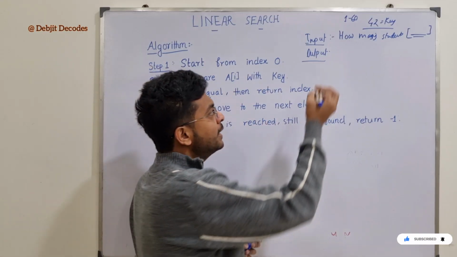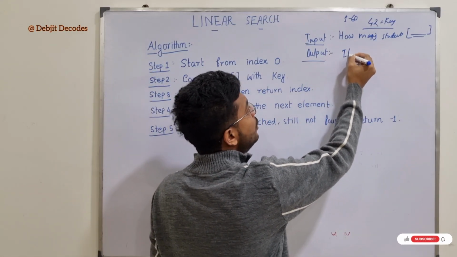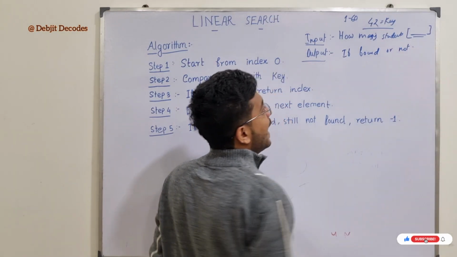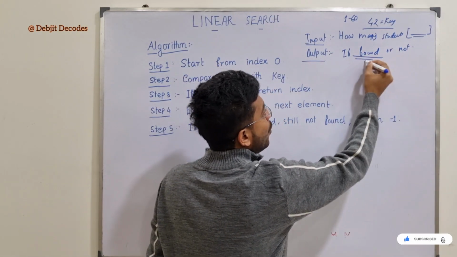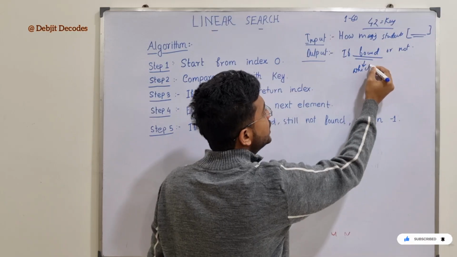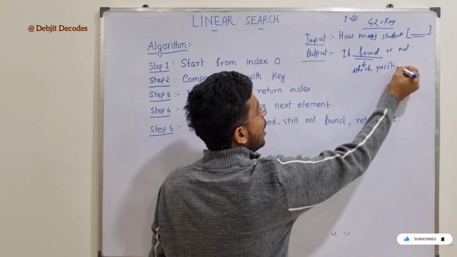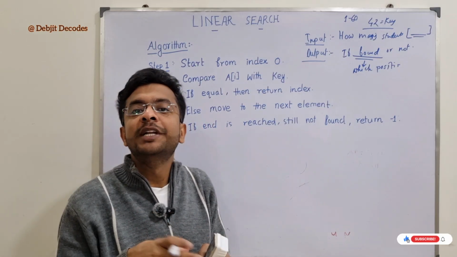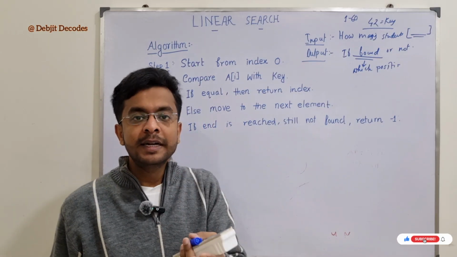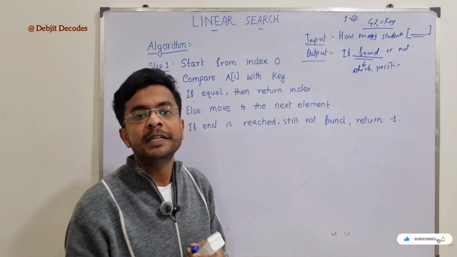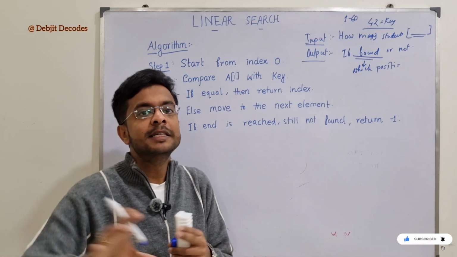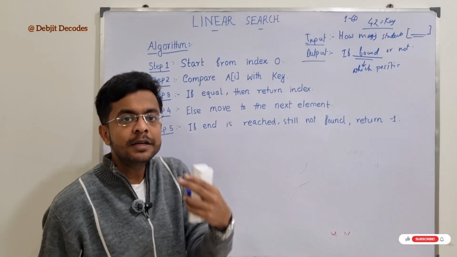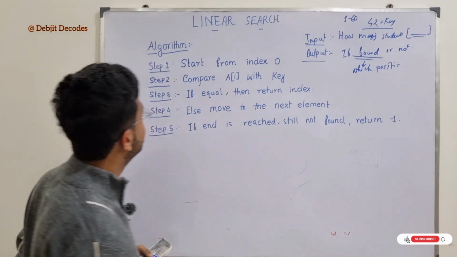Now, what will be the output? The output will be whether it is found or not, and if found, at which position. First of all, we need to check whether that particular value, that particular student, is present or not. If present, then at which position it is present, or you can simply say that this particular element is not present.